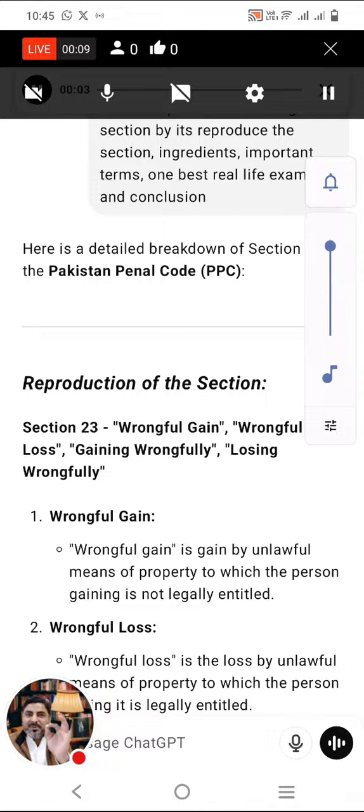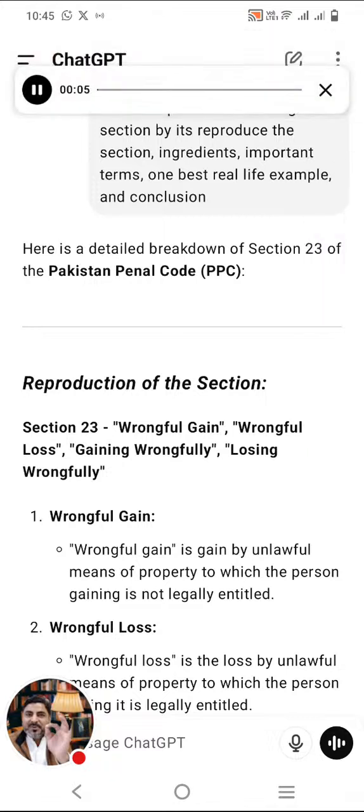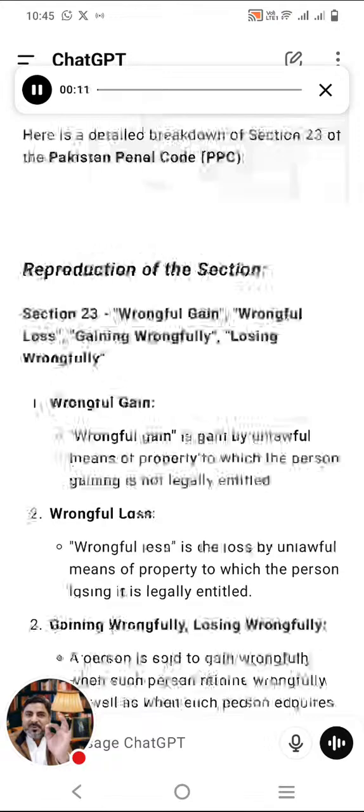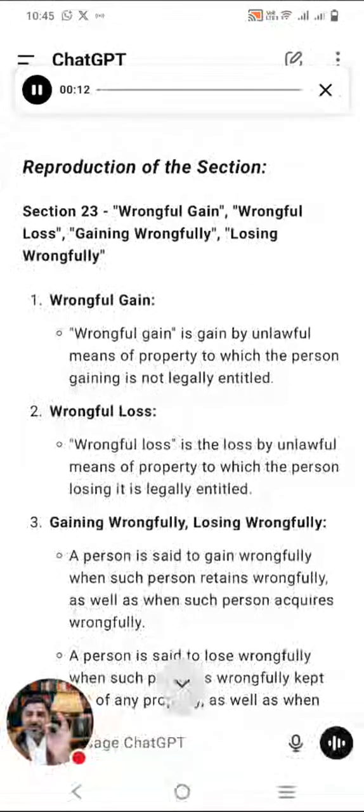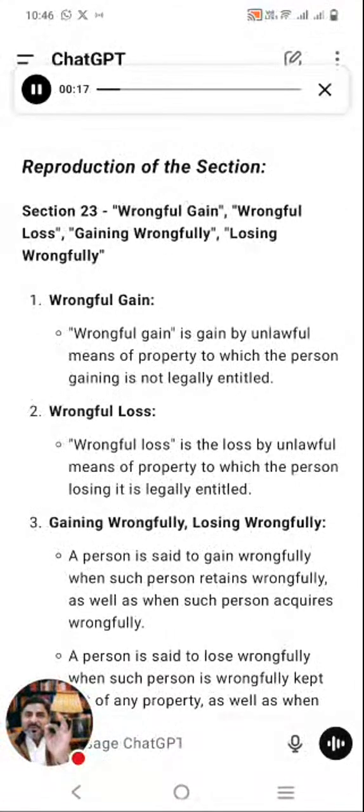Section 23 of the Pakistan Penal Code, PPC. Reproduction of the section. Section 23. Wrongful gain, wrongful loss, gaining wrongfully. 1. Wrongful gain. Wrongful gain is gain by unlawful means of property to which the person gaining is not legally entitled.